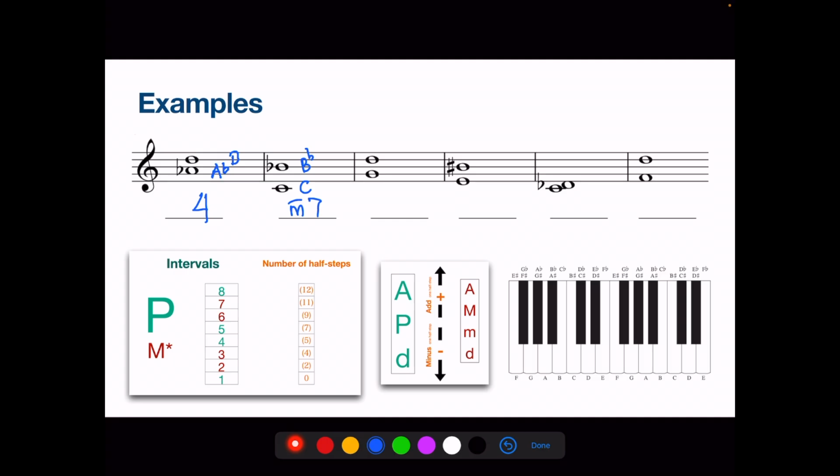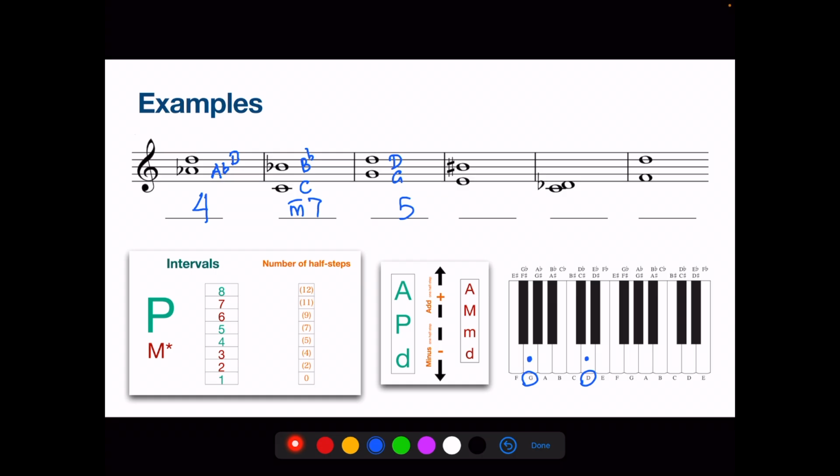Okay, the next one is a G and a D. So G, D. Go ahead and plot those on the keyboard first. These are what we're looking at. So G to D, if you count the letter names, G, A, B, C, D. 1, 2, 3, 4, 5, right? So that's going to be 5.